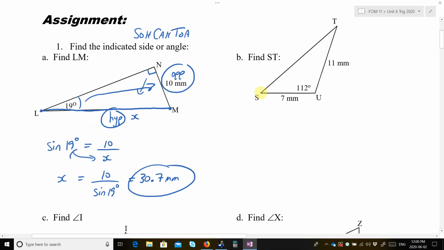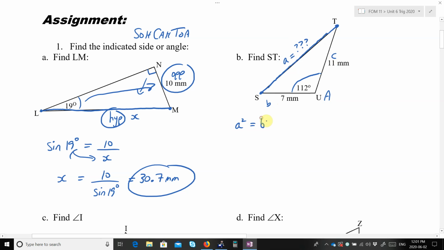Letter B, they want us to find side length ST. Is it showing a 90-degree triangle, 90-degree box? No. So that means likely sine law or cosine law. The cosine law you can use when you have an angle between two sides. Remember that you just have to label the angle that you know as A, and then that makes this little a over here that we're trying to find. It doesn't matter how you label B and C.